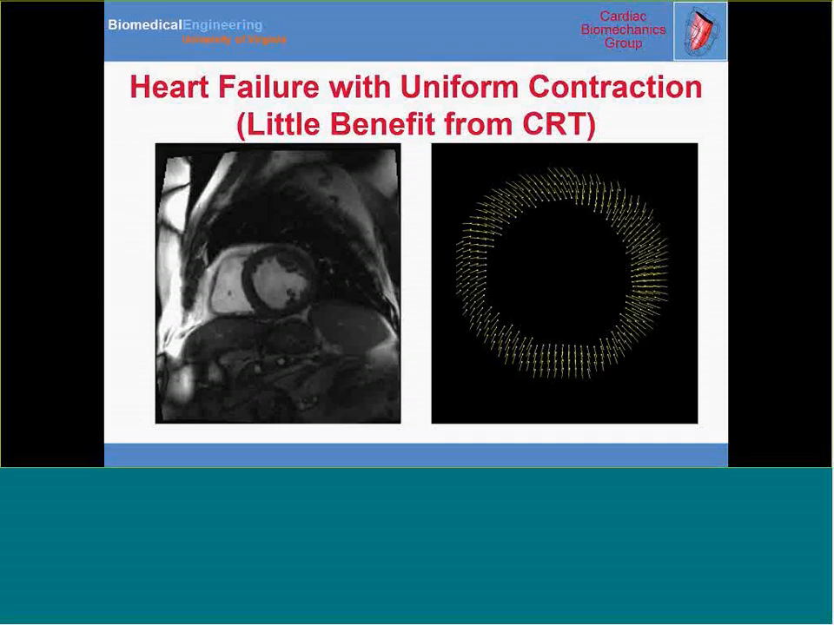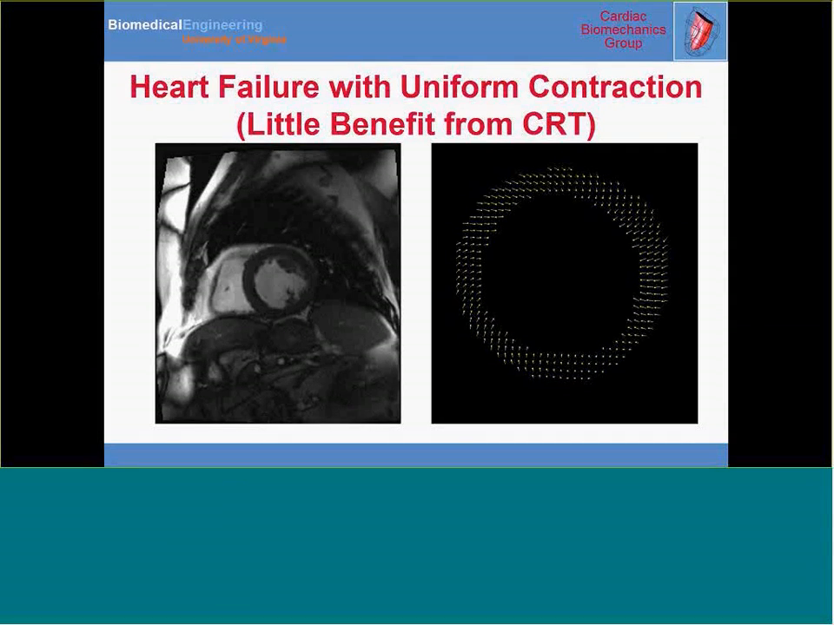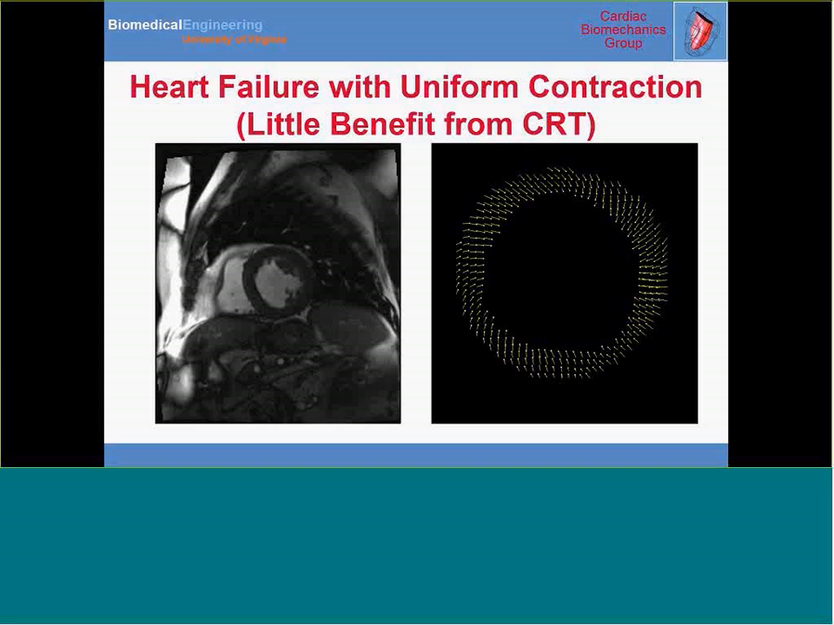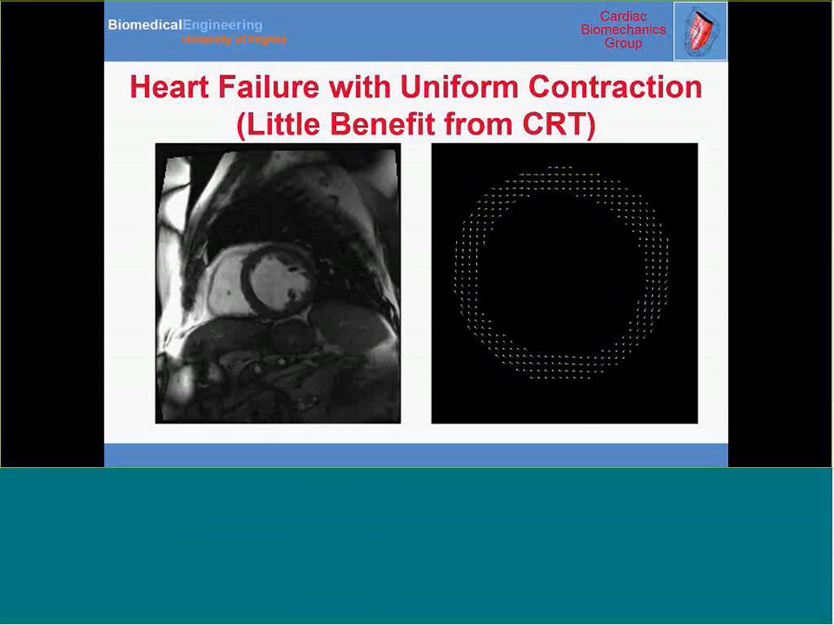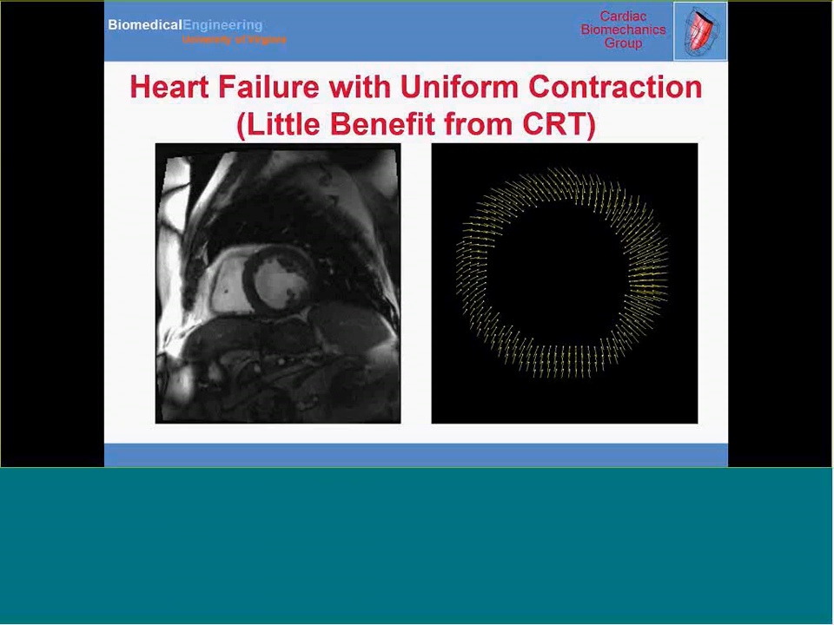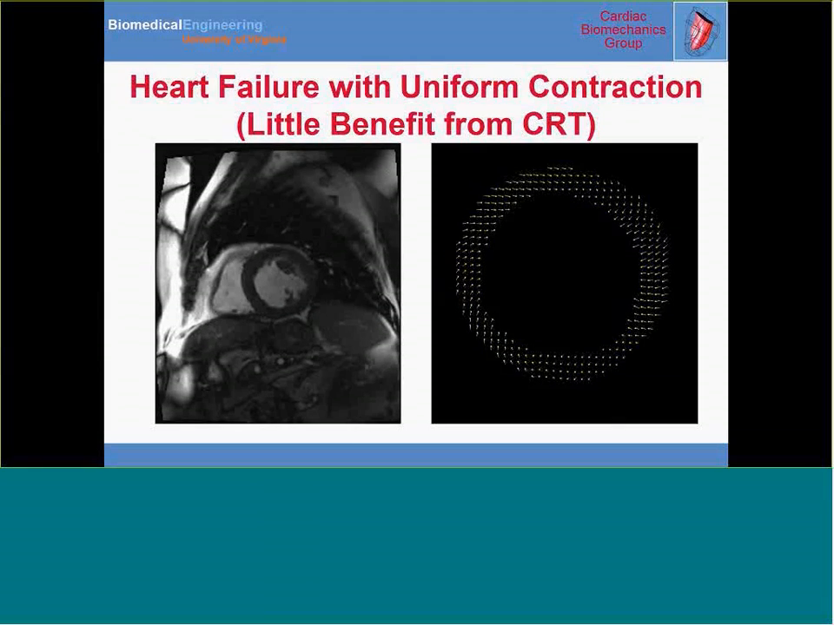So here's an example of a patient with heart failure. On the left is a CINE MRI. That heart is dilated and not contracting very well. On the right is DENSE MRI, which is a technique that allows us to actually track the displacement of the individual tissue voxels.